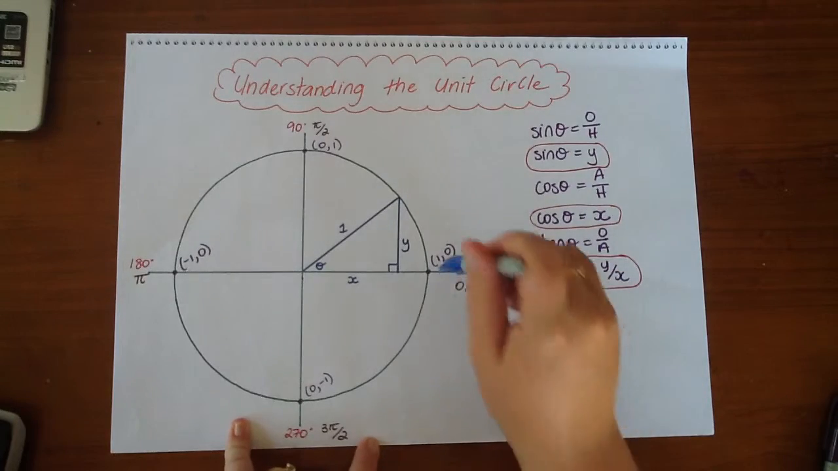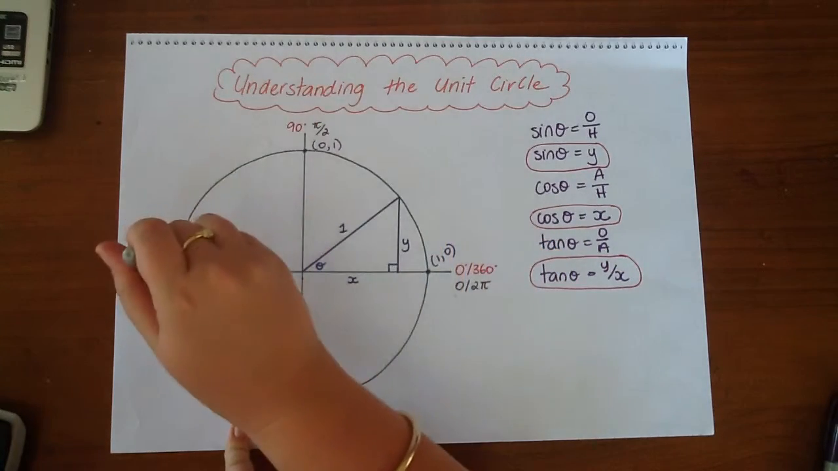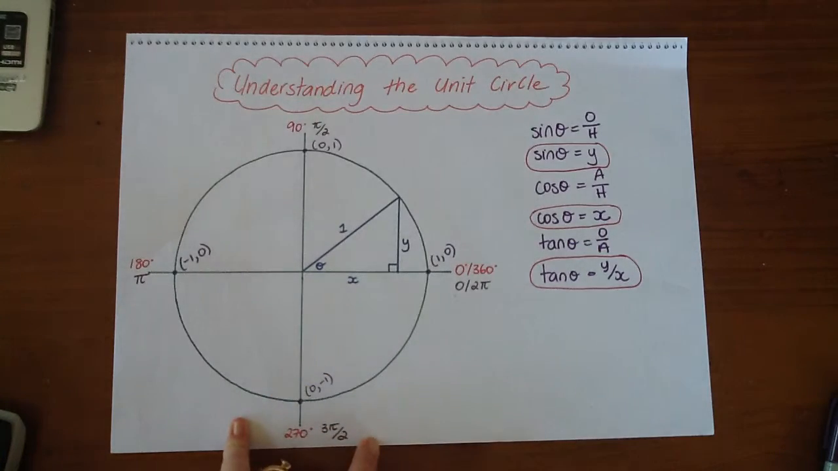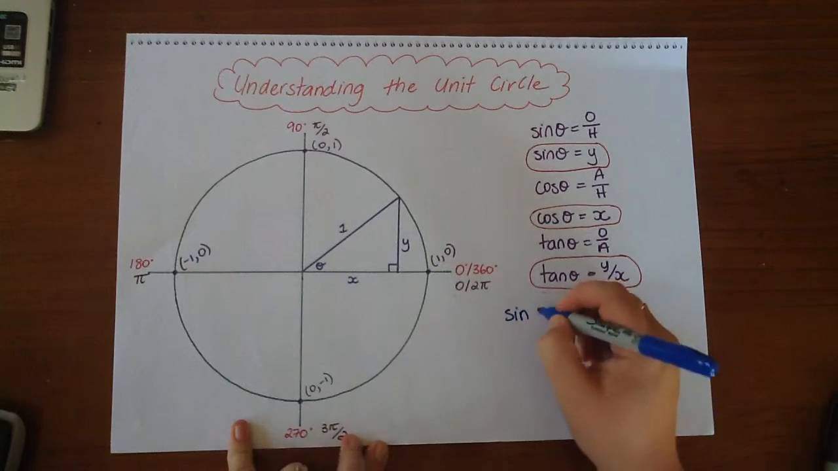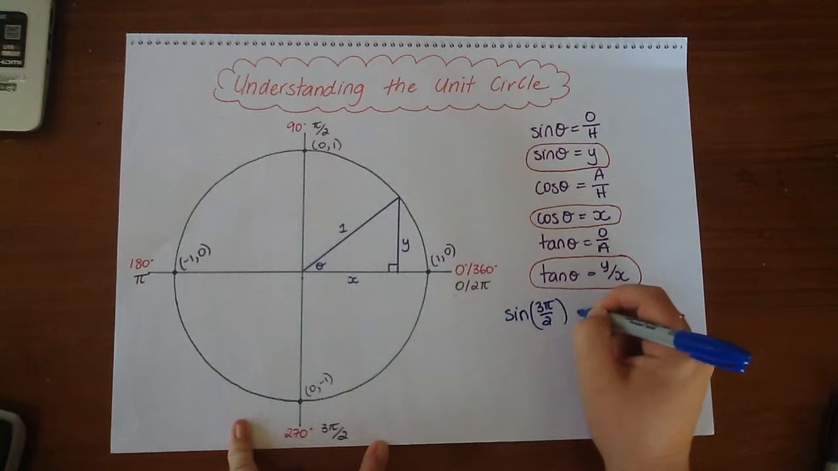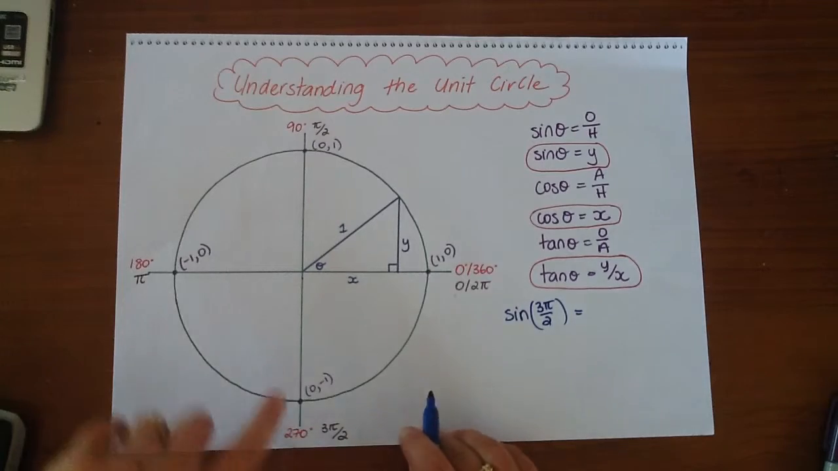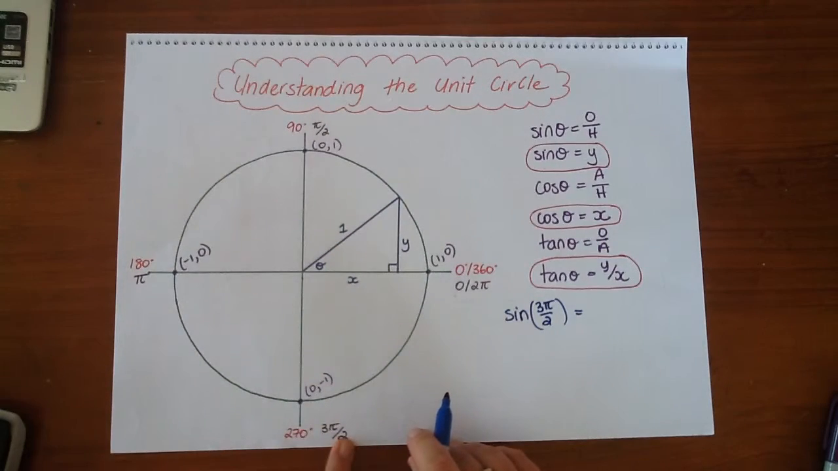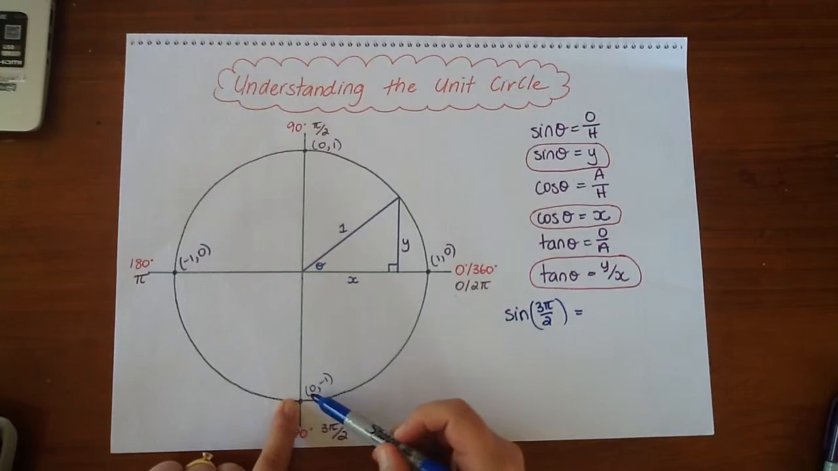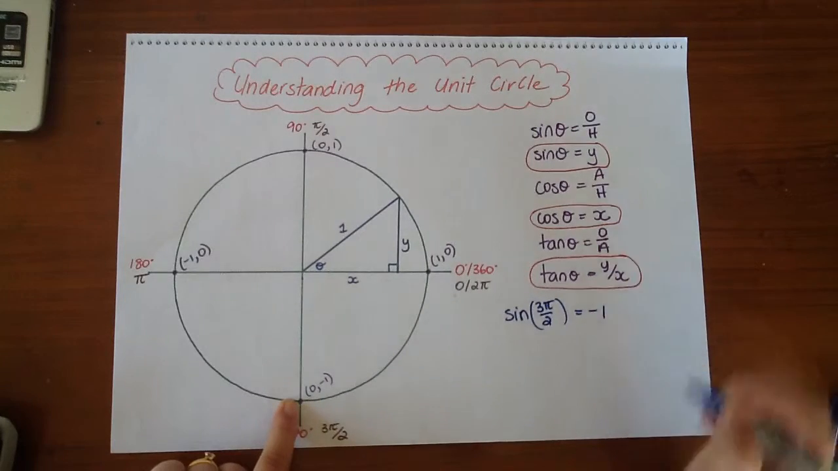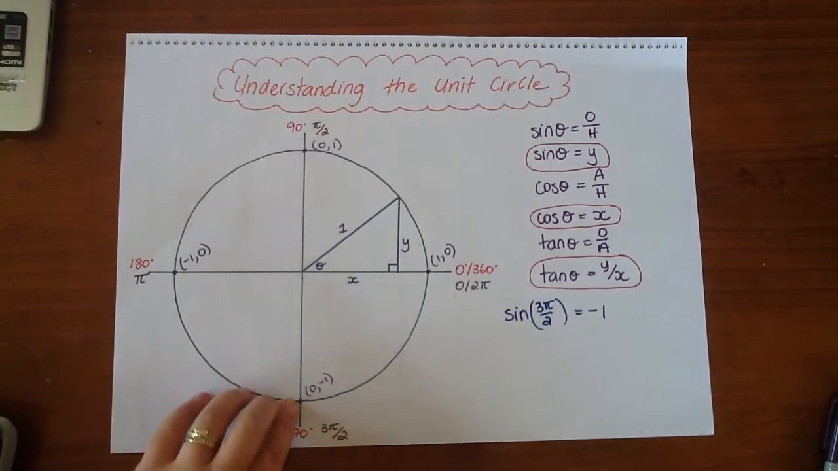Because we know the coordinates at 1, 2, 3, 4 points. So, without using a calculator, we can now do things like calculate sine of 3 pi over 2, for instance. 3 pi over 2, if I'm reading around the outside of my circle, is down here at this coordinate here. And the sine of the angle is always the y coordinate. So x is 0, y is negative 1. Check it on your calculator.